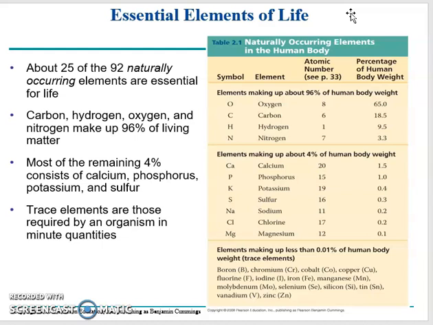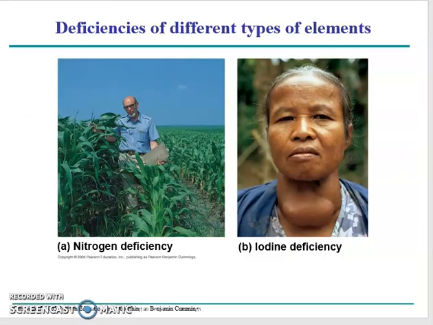Okay, and we'll talk about the compounds that use these elements a little bit later. Most of the remaining 4% consists of calcium, phosphorus, potassium, and sulfur. These are what we call micronutrients, nutrients that can occur in the body and are also essential for life. We just don't need as many of them. Trace elements are those that are required by organisms in extremely minute quantities, and sometimes organisms can actually get along without them. So here's an example of what I'm talking about.